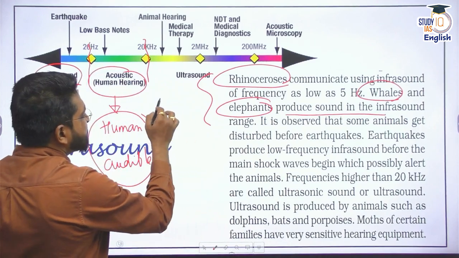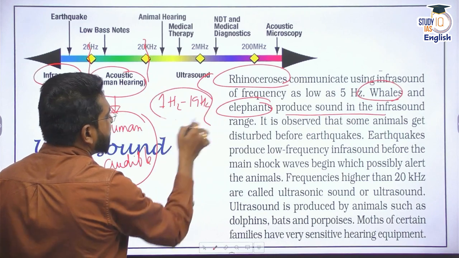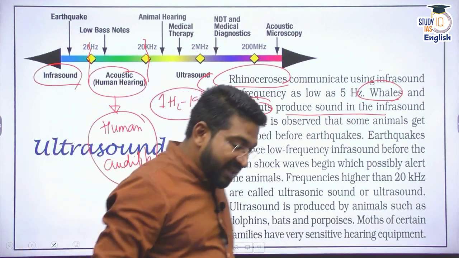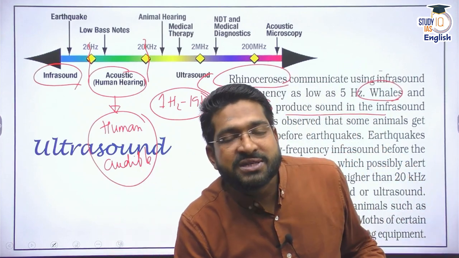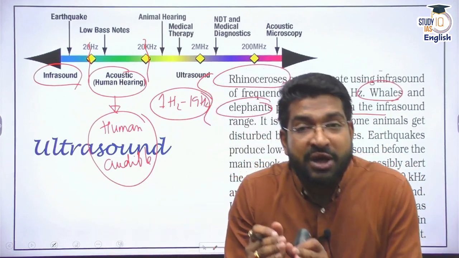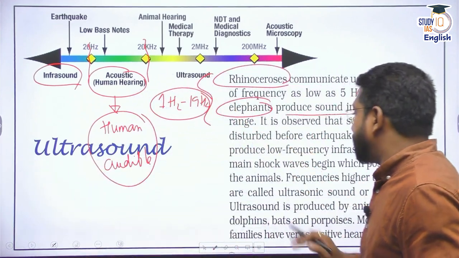Infrasound range means, say, from 1 hertz to 19 hertz, less than the audible range. So please remember, there are some animals which produce very low frequency sound, and there are some animals which produce very high frequency sound as well. That means more than 20 kilohertz.